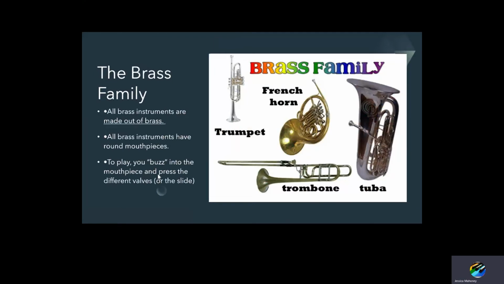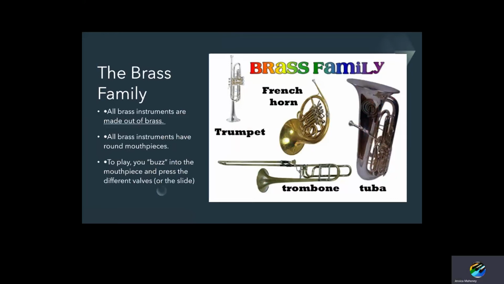Now, let's talk about the brass family. The brass family has instruments that are all made out of brass. Brass is a type of metal. It usually looks gold in color, but sometimes it can be silverish too.